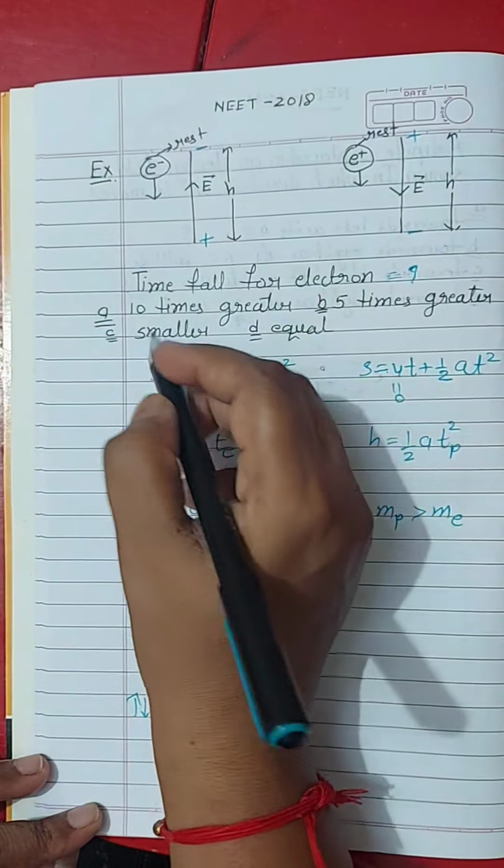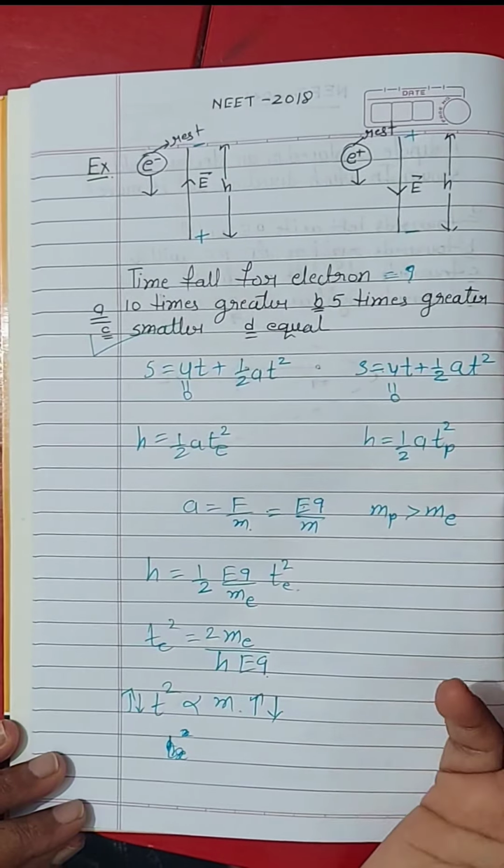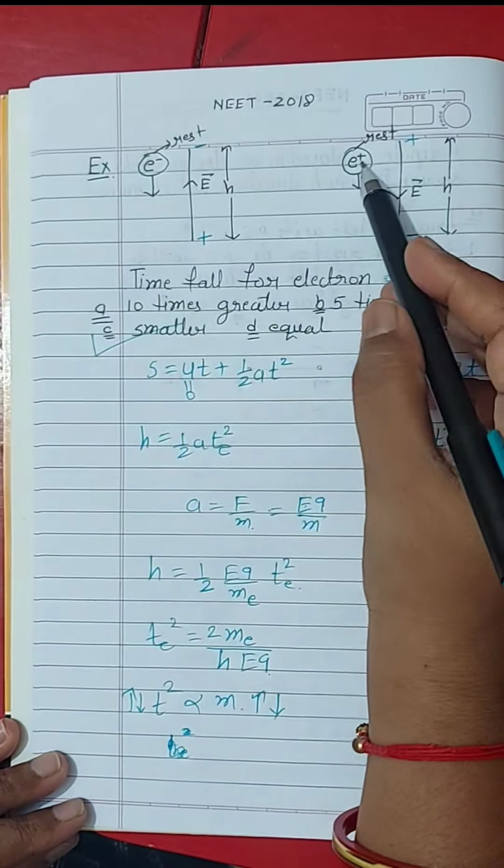So smaller is the correct answer, or we can also say that the electron will come fast as compared to the proton.